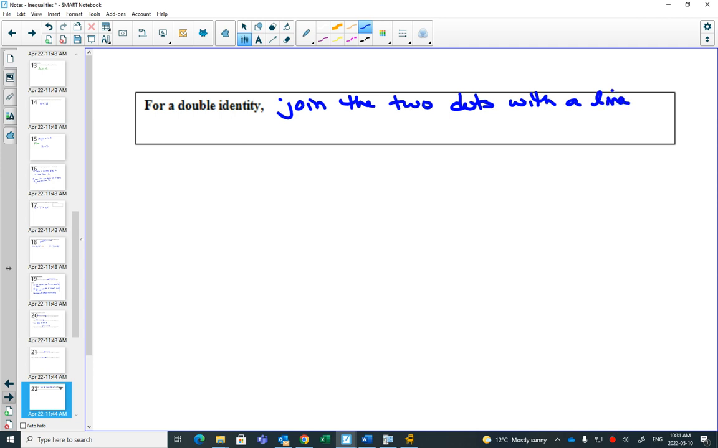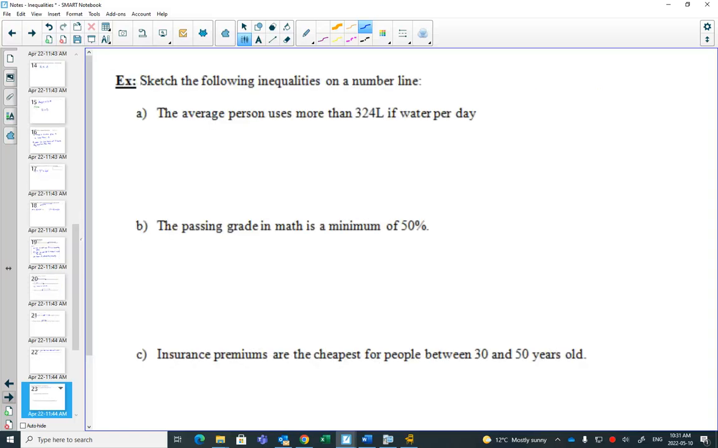It's pretty obvious this is what we did, right? With a double inequality, we just joined those two dots with a line. So far, not so bad, right?